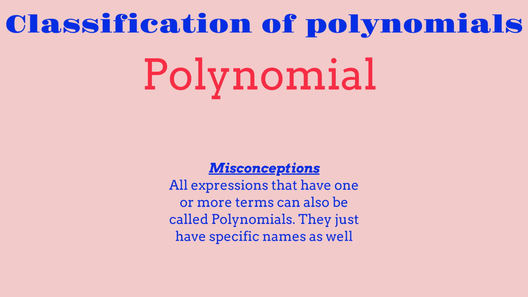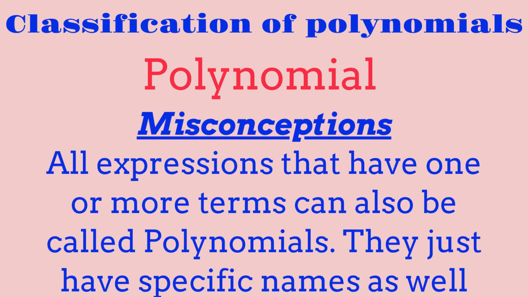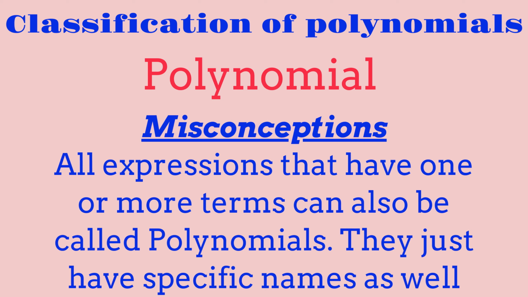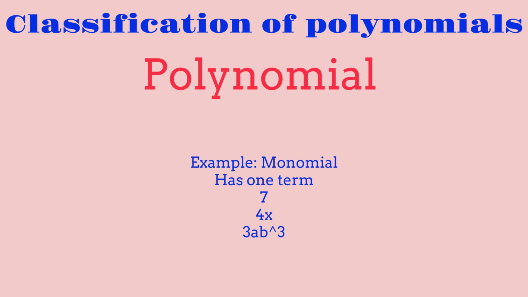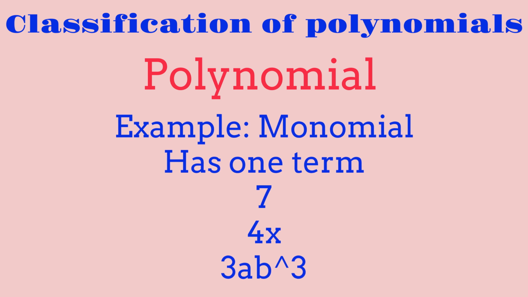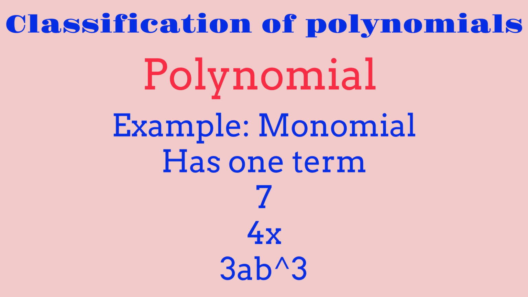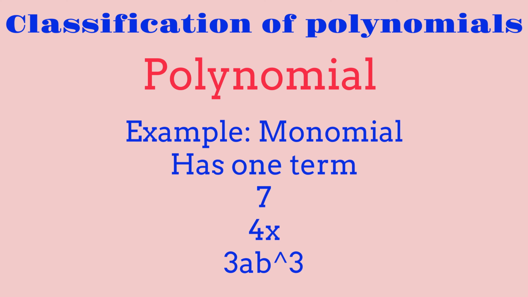And a common misconception between people is that they think that only more than three terms is called a polynomial, but that's incorrect. All expressions have one or more terms which could also be called a polynomial. They just also have specific names as well. So even if a polynomial has two terms, you could still call it a polynomial, or you could also call it a binomial. So let's look at some examples of monomials. We already know that monomials have one term, so a one term would look like just 7, which would just be a constant, or we have 4x, or it could also be 3ab to the power of 3, so just having one term.